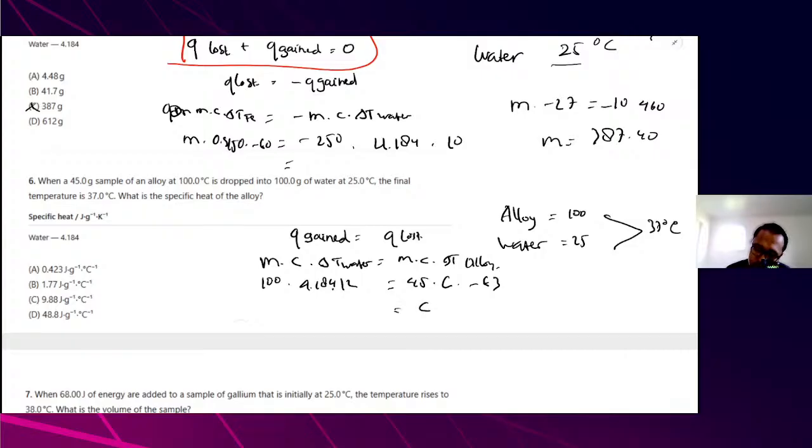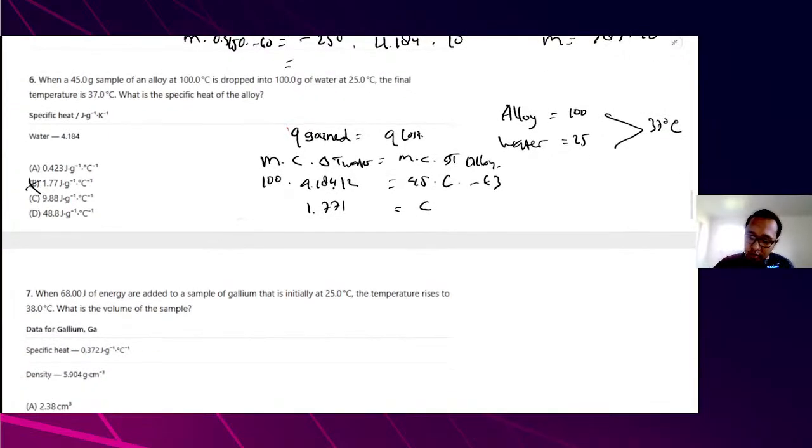So what is the heat capacity over here? 100 times 4.184 times 12, divided by 45 times 63. So the answer will be 1.771. Okay, number 6 is B. This is calorimetric.